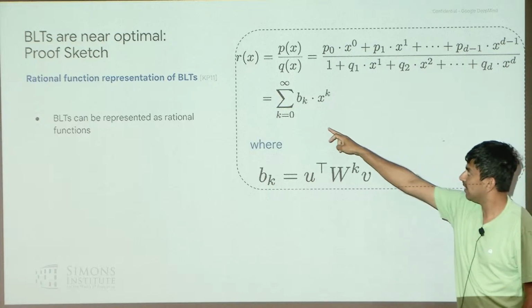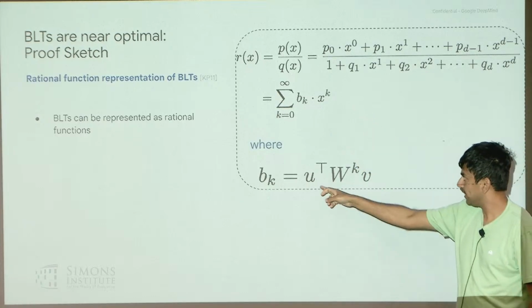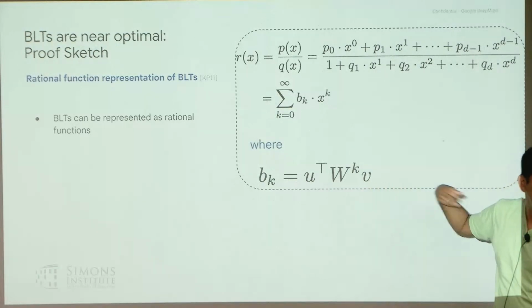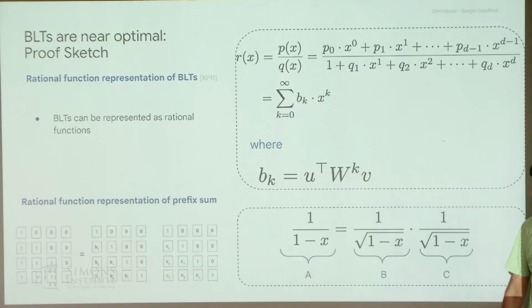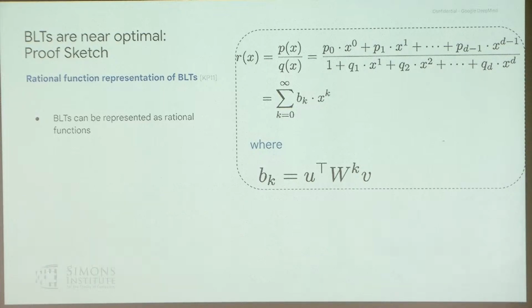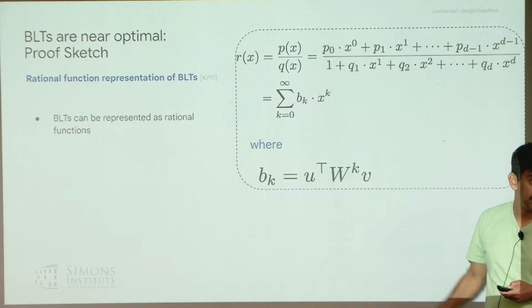And then I can write the Taylor expansion, b_k x to the power of k, where b_k is given by the coefficients coming out of the rational function. It is well known that once I set the b_k's to be of this form, BLTs can be represented as rational functions.